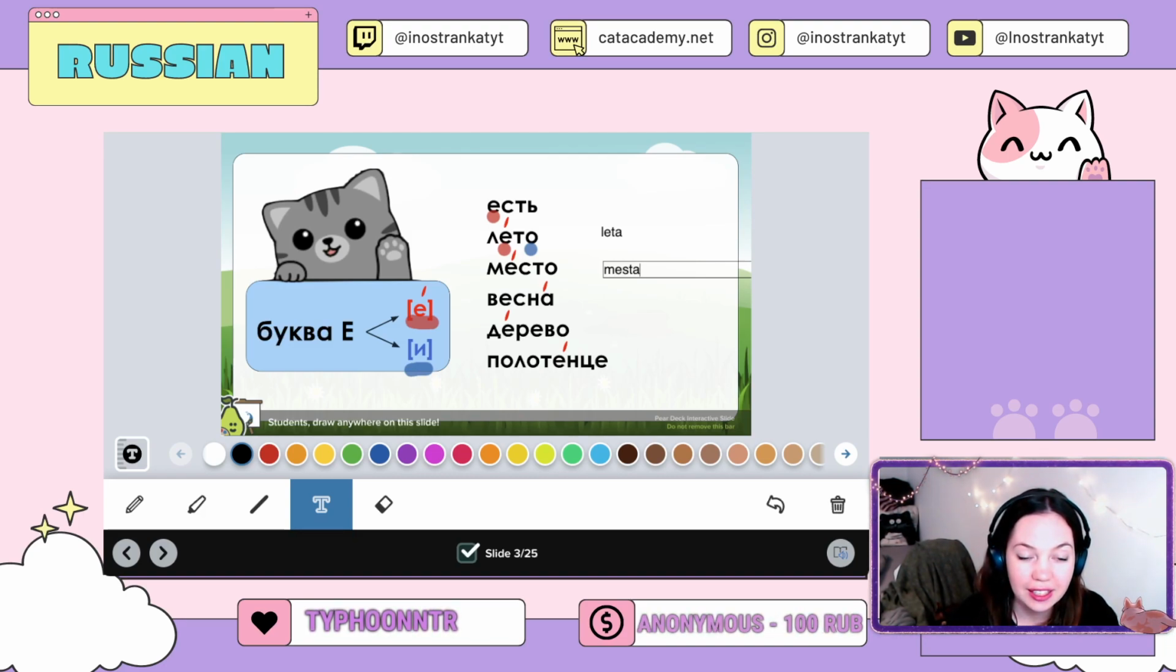Next word is весна. Весна, spring. So the stress falls on the last syllable na. So the first syllable вес we have to pronounce with the letter E.